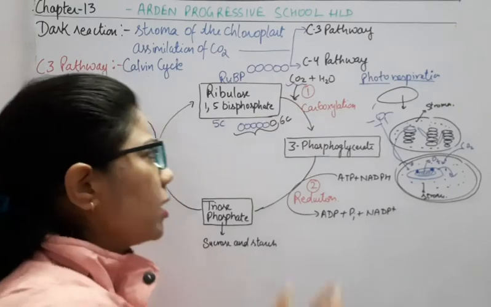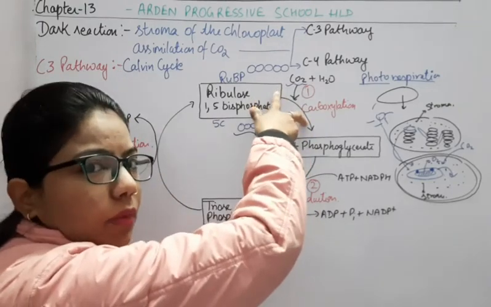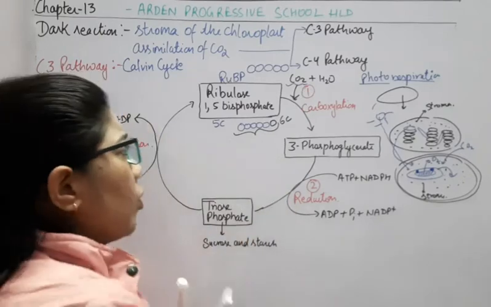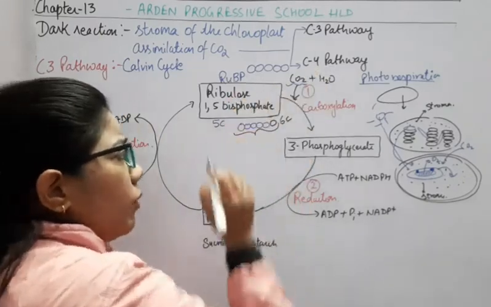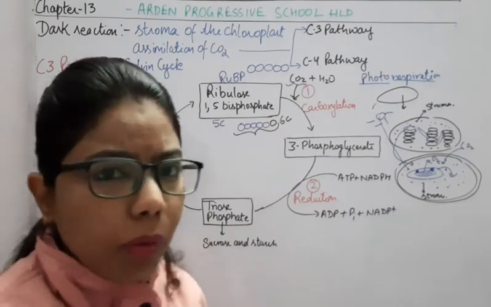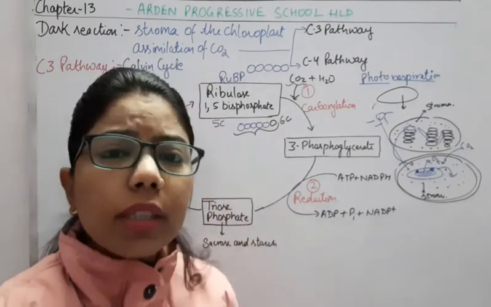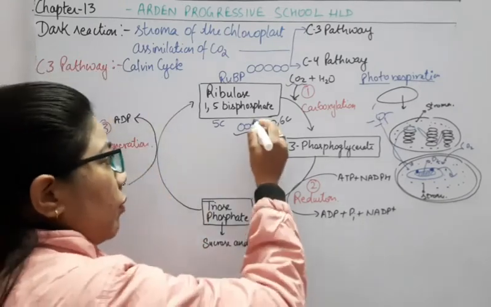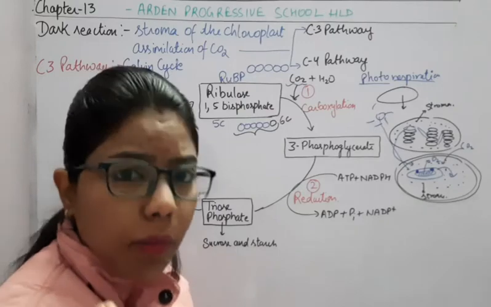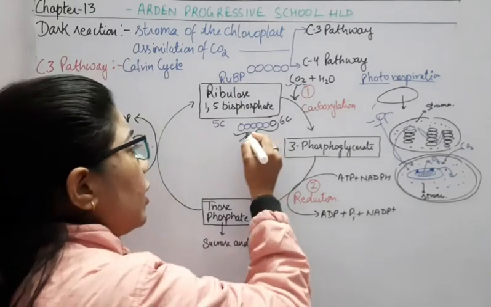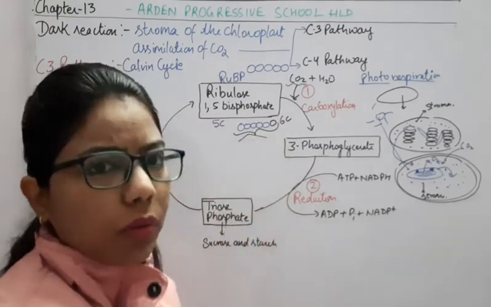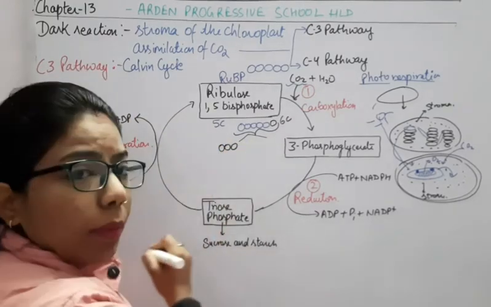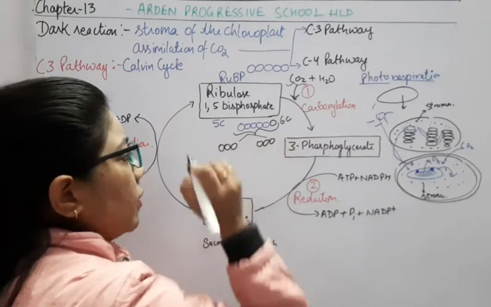This reaction takes place somewhere in between these steps, which is not shown in your NCERT also. After adding with CO2, it forms a 6 carbon compound. Now this 6 carbon compound is unstable, so what is it going to do? It will split into 3 carbon compounds. So what will we get here? We will get 2 molecules of 3 carbon compound, with 3 carbon here and 3 carbon here.